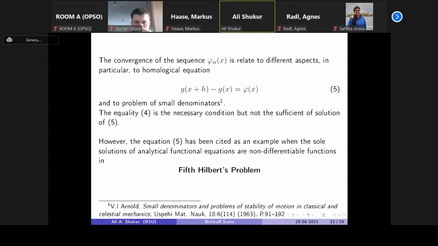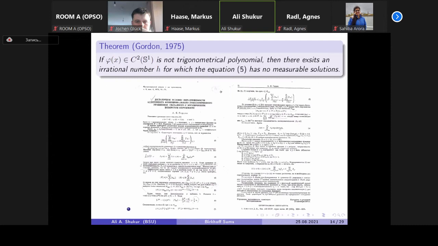In 1975, actually, I'm always interested in showing this two-page paper, because in my PhD time it was very hard to study this paper. It was by Gordon. He said, if phi(x) is not a trigonometric polynomial in this kind of space, then there exists an irrational number for which the homological equation has no measurable solution.